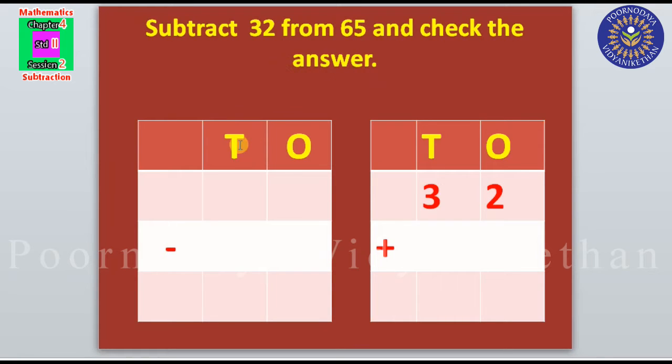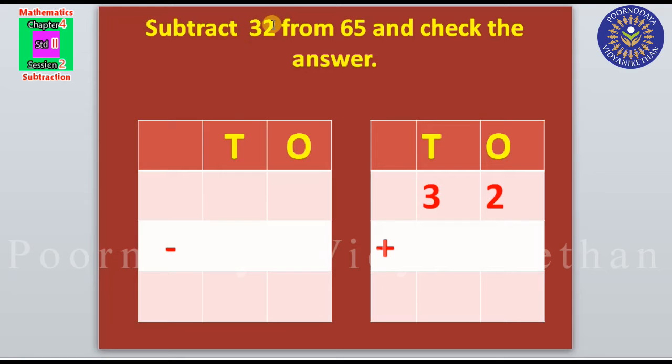So, you know how to subtract two numbers. Here we have to subtract 32 from 65. Now, what do you have to do? First you have to arrange the digits of the numbers in their correct positions. So, listen here. First you have to write the bigger number. Below that you have to write the smaller number.